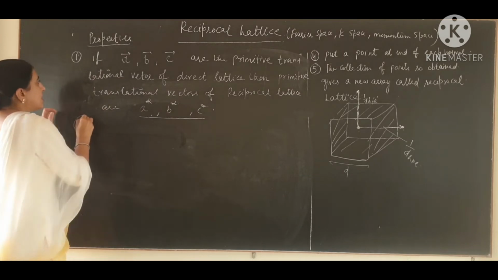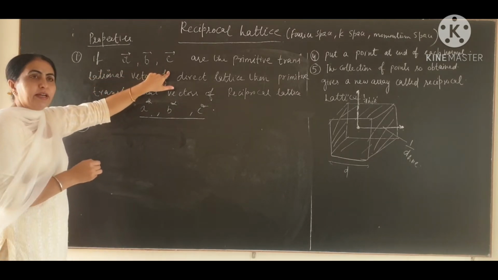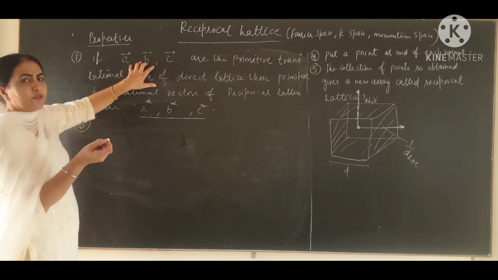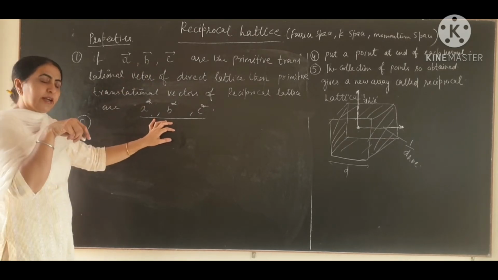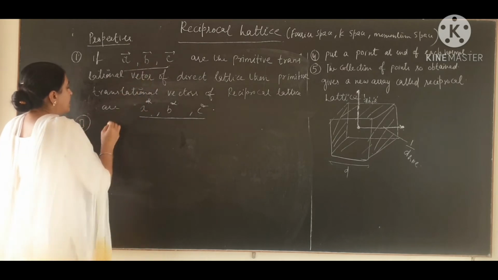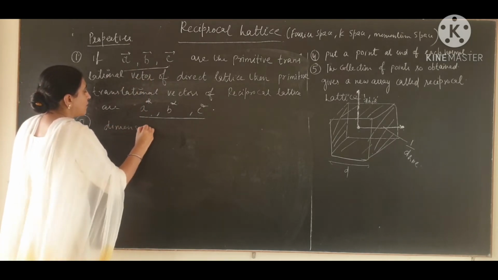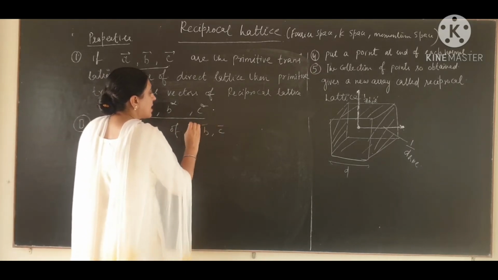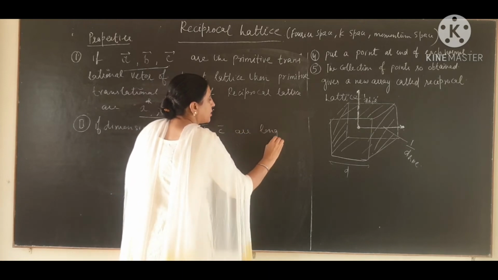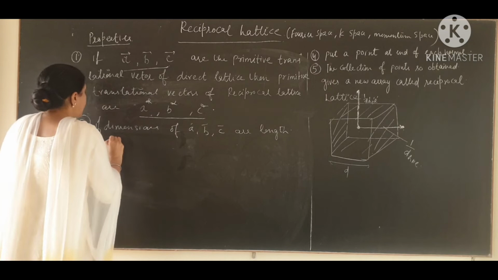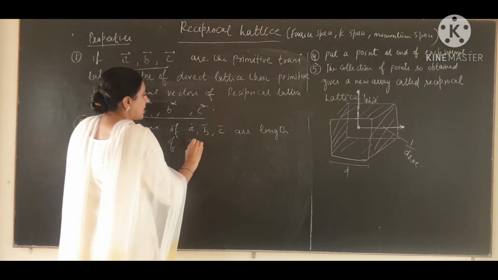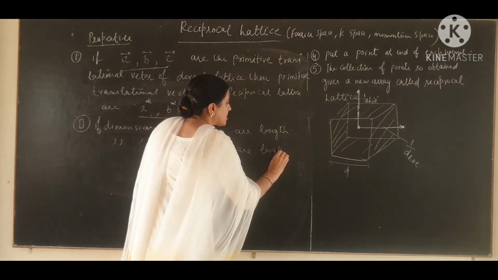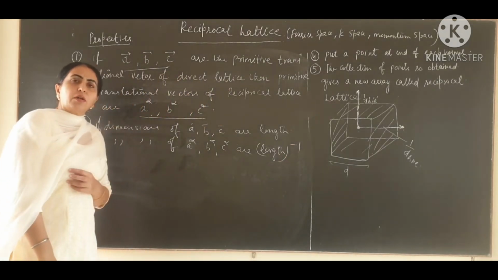Then the length. If a, b, c have the dimensions of length, centimeter or meter, then the dimensions of this are the inverse of that. For example, if the dimensions of a, b, c are length, then the dimensions of a star, b star, c star are length minus 1, inverse length: centimeter minus 1 or meter minus 1.